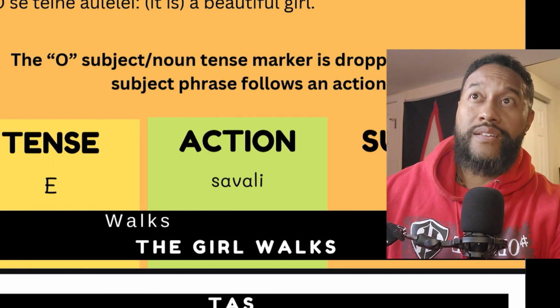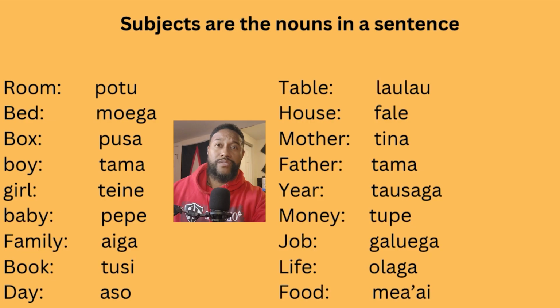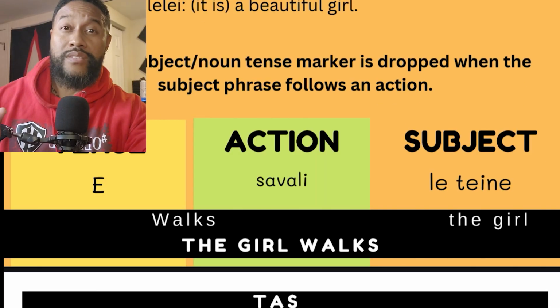Subjects. The subject line is going to be your nouns, and your nouns are just people, places, things, and ideas. So potu, room, teine, girl, tama is boy, so forth. Just read those right there. These go into the subject line.